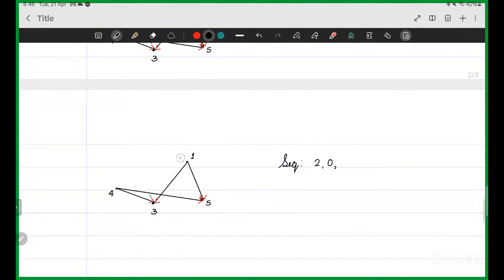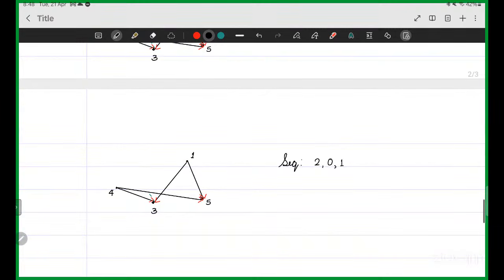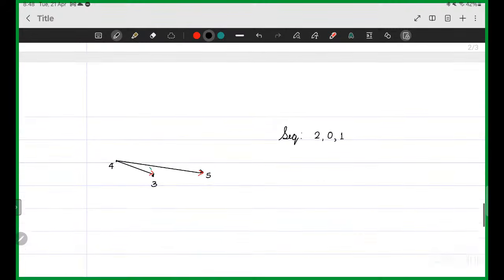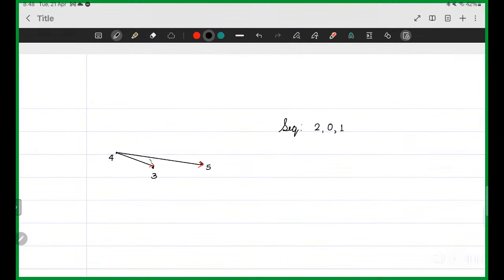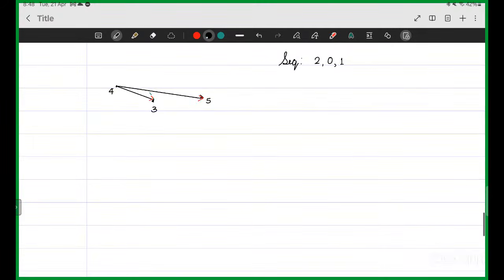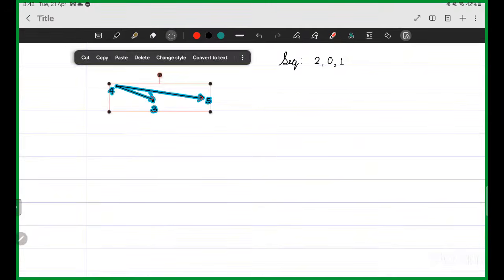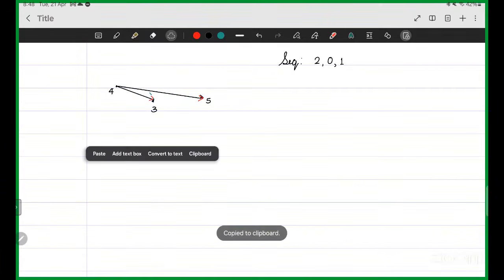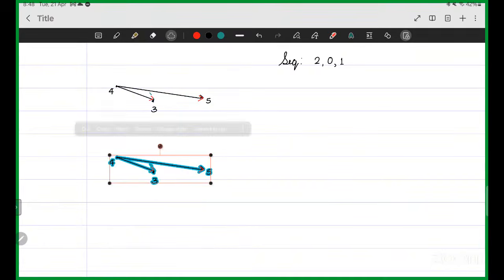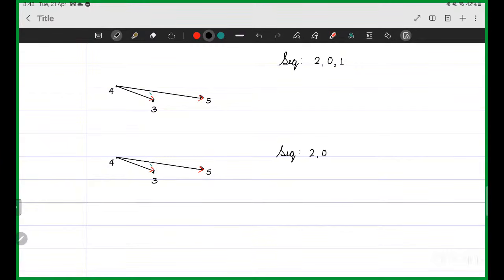So now, let's do 1. If I choose 1, then I remove it. I remove the edges out of it. What I'm left with is this graph. Here I don't have a choice. What should my next thing be? 4. So here there's only one vertex with in degree equal to 0, which is 4, making the sequence 2, 0, 1, 4. Remove 4 as well as its edges.